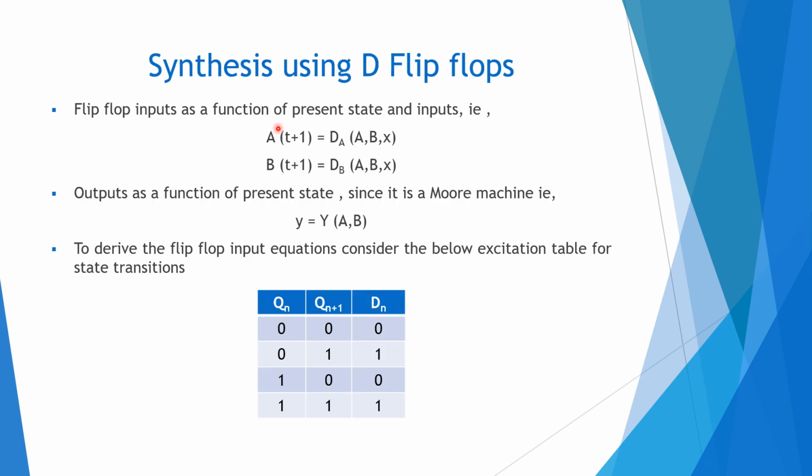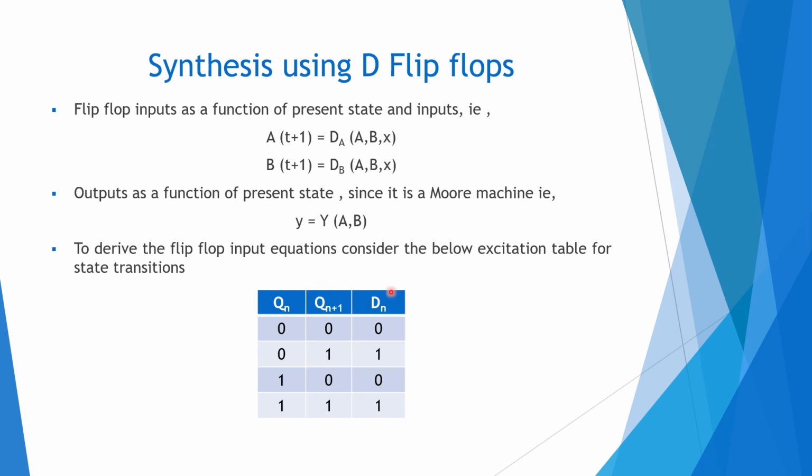So let us now do the synthesis using D flip-flops. The flip-flop inputs are functions of present state and inputs, that is the next state of the A flip-flop is a function of present state AB and input X. The next state of the B flip-flop is a function of AB and X, and the output is a function of present state, since it is a Moore machine, that is Y is a function of A and B. To derive the flip-flop input equations, consider the excitation table for state transitions.